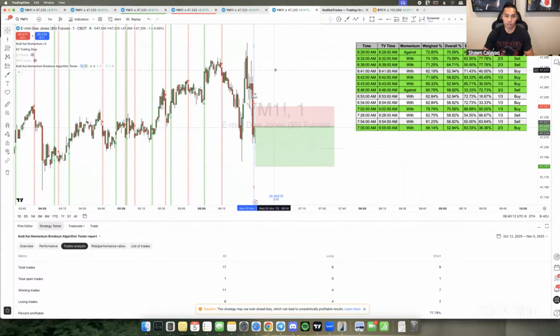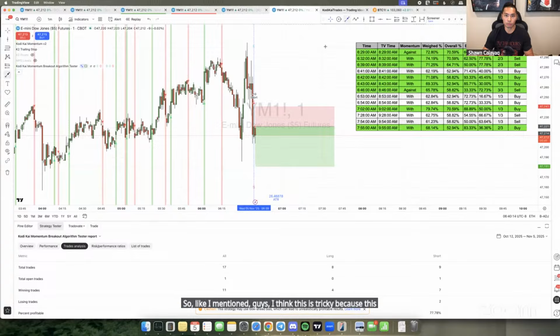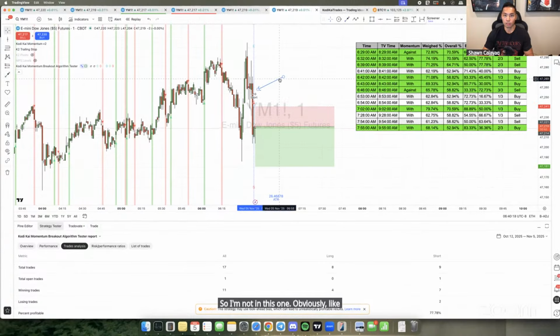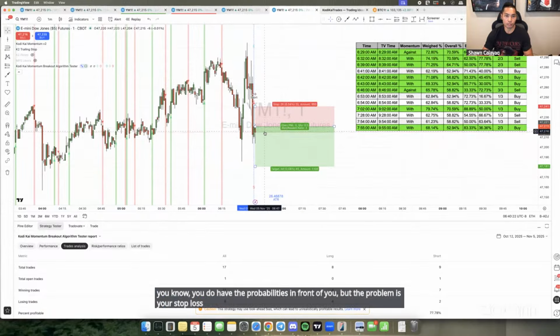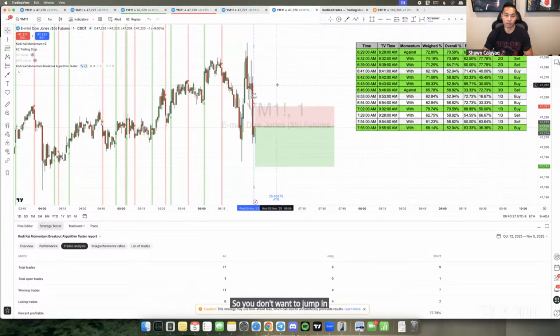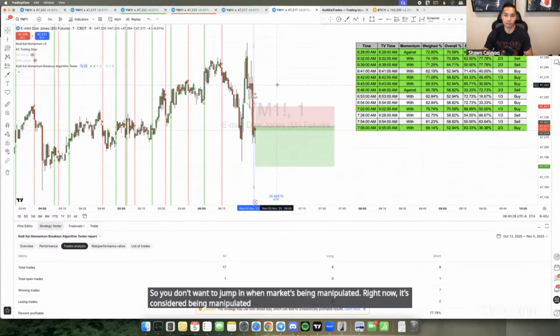So like I mentioned, guys, I think this is tricky because this candle over here was pretty huge, so I'm not in this one. Like I mentioned before, you do have the probabilities in front of you, but the problem is your stop loss is super tight if you're taking the same entries I'm taking. So you don't want to jump in when the market's being manipulated. Right now, it's considered being manipulated, for obvious reasons.